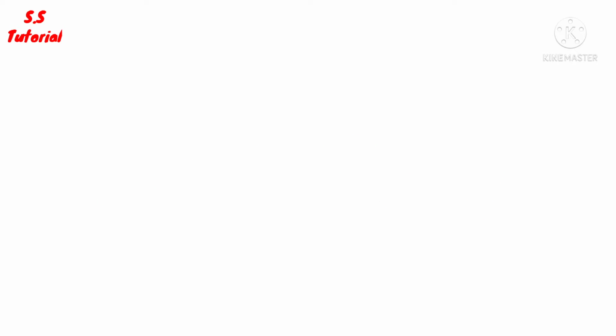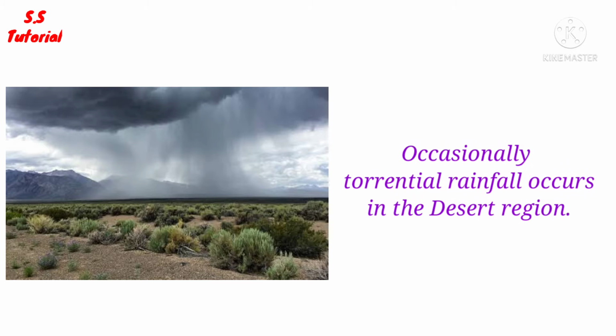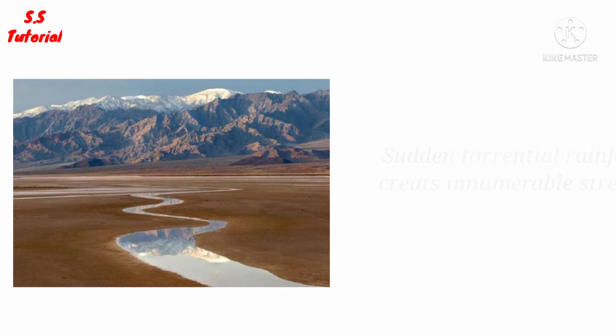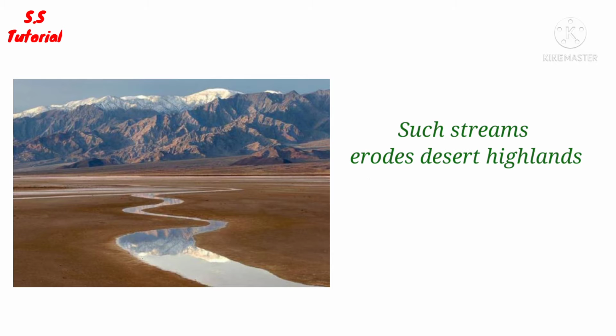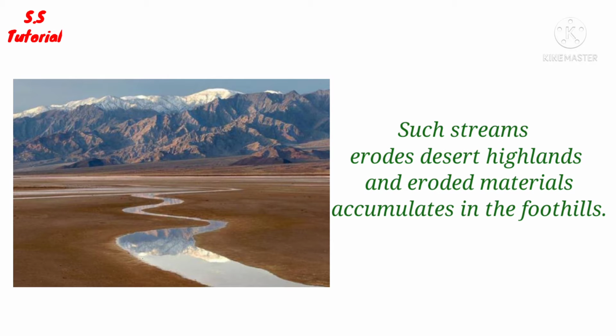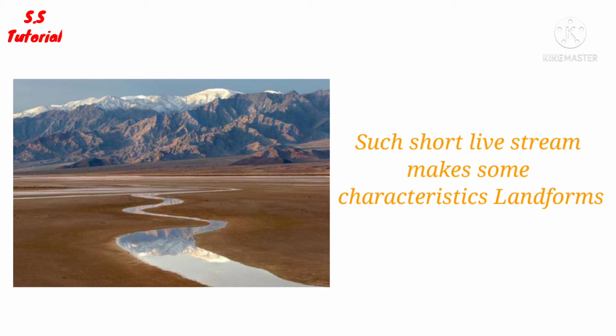So let's begin. In the desert region, rainfall is not only very low, but it is very uncertain also. However, sometimes there is heavy rain. Due to such sudden rainfall, innumerable streams come down from the highland of this region. These streams erode the desert highland and accumulate material in the foothill. Due to this, some characteristic landforms develop in the desert region, which we will discuss now.